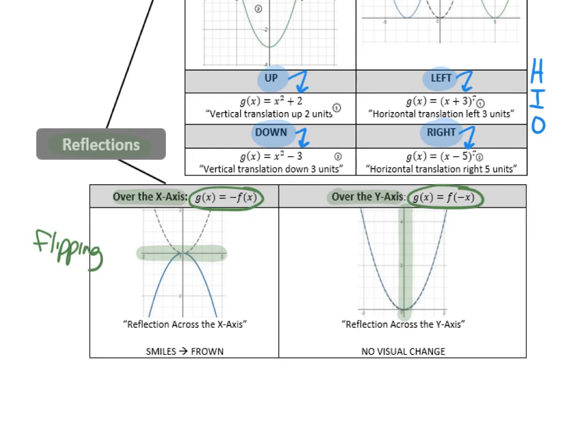How does this one look? It doesn't. It literally looks the same. Because check it out. If I'm back to being a positive parabola, and this was the x-axis, that means this is the y-axis. I'm going to flip it over the y-axis. Did anything change? No, my arms look exactly the same in the same spots that they were before.